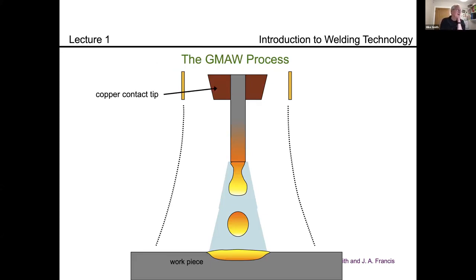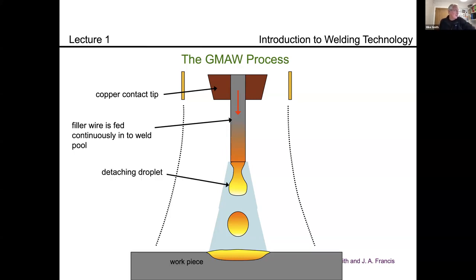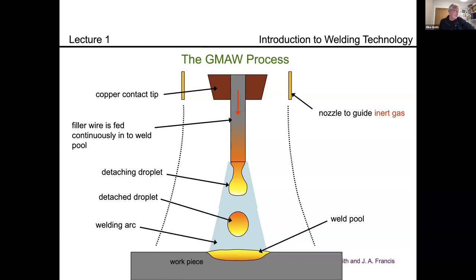You can see you've got a copper contact tip at the top, but instead of the tungsten electrode, you're now feeding the filler wire down the middle of the gas cup. And as it melts at the end, droplets continuously detach and are blown down into the weld pool. There's a detached droplet, and I think that's a function of the way the electrical field works. It's not blown down by the nozzle and the inert gas, but you can see you melt the end of the filler wire, the droplets drop into the weld pool, and the whole thing is protected by inert gas in the same way that gas tungsten arc welding is.